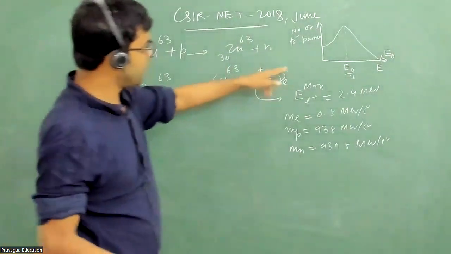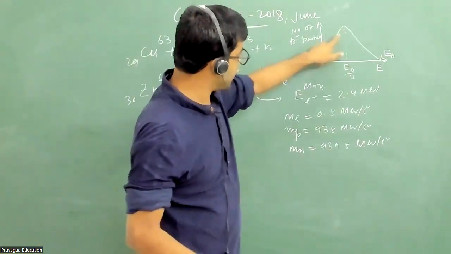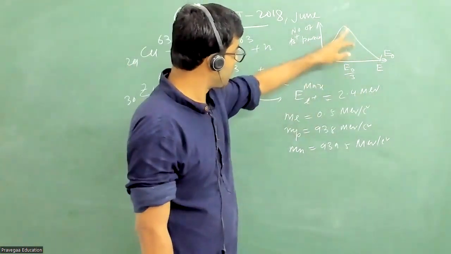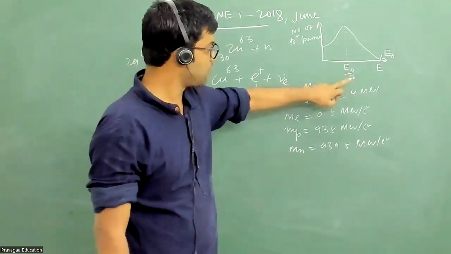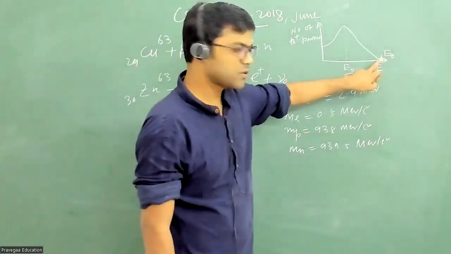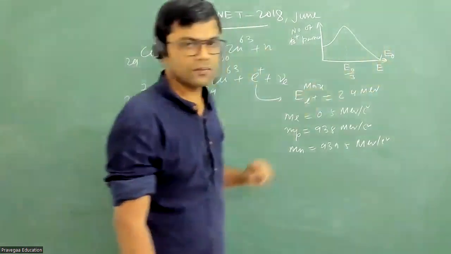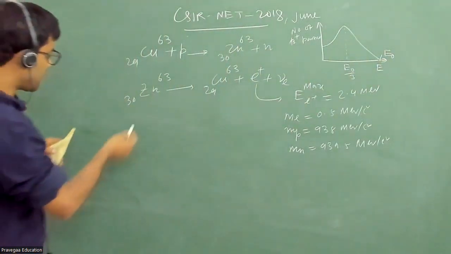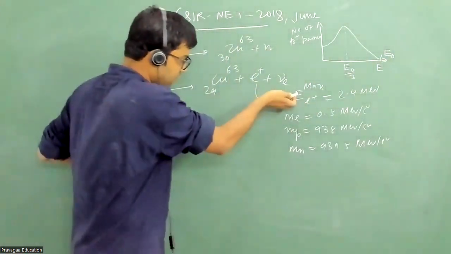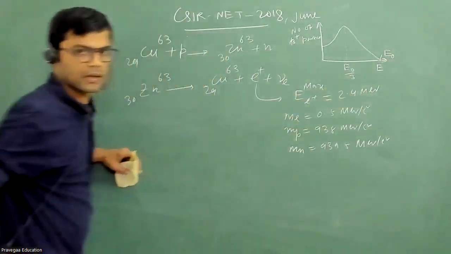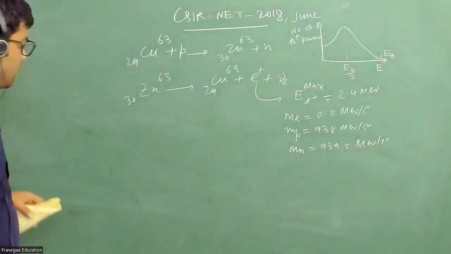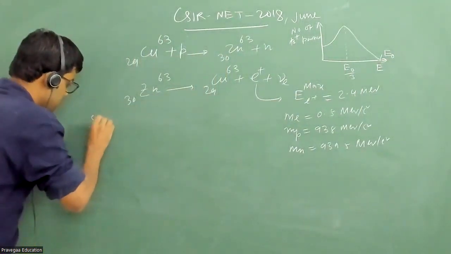So keep in mind that there will be a continuous spectrum for beta emission. The maximum number of beta particles will have energy E naught by 3, where E naught is the maximum possible energy, and this maximum energy will be nothing but the Q value of the nuclear reaction. So first we'll calculate the Q value of this reaction and equate it to this, and we'll use this to calculate the Q value of the original interaction. This is the important thing actually.